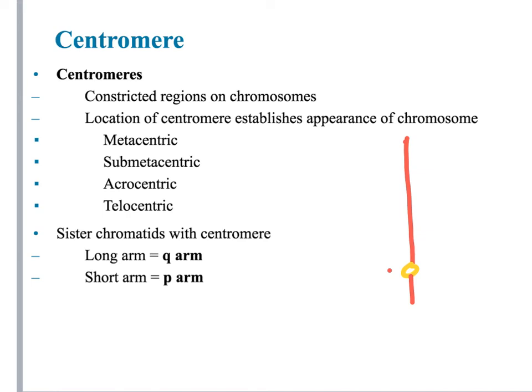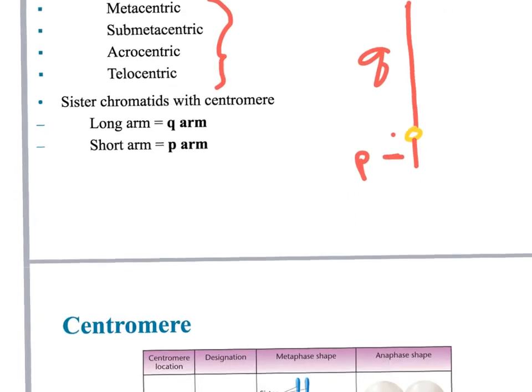So when we saw that karyotype of our chromosomes, we saw that the centromere, where they attach at the constricted part, is different in each set. And there's four names for those chromosomes: metacentric, submetacentric, acrocentric, and telocentric. We'll get into each of those in the next couple of slides. But another thing to remember before we move on is that sister chromatids with the centromere have a long arm and a short arm. So this would be the short arm, the P arm, and the long arm is the Q arm. And that's really important to remember as we move forward.